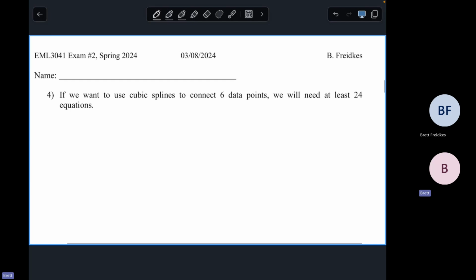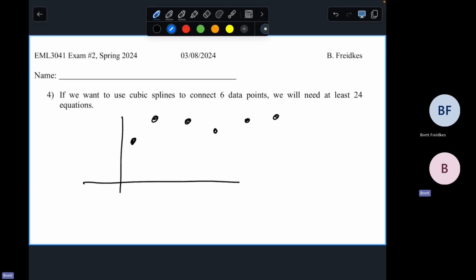Yeah, so let's remember. And that's correct. It's false. Let's draw a picture. If I have 6 data points, I like to draw pictures. I think it makes things clearer. How many splines do I need? 1, 2, 3, 4, and 5. 5 cubic splines, 4 unknowns per spline. You need 20 equations. You do not need 24. So this would be corrected by saying 20.